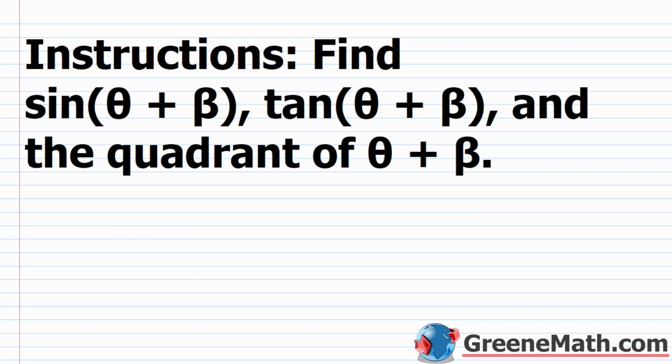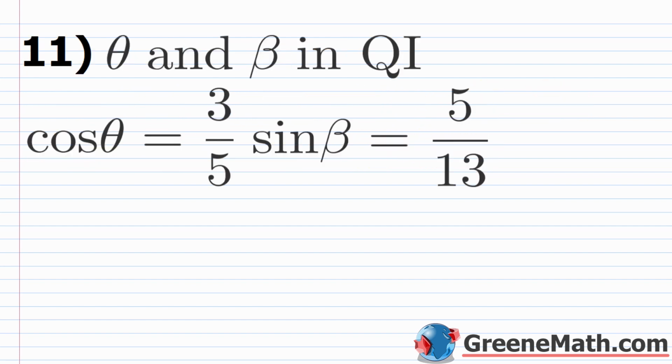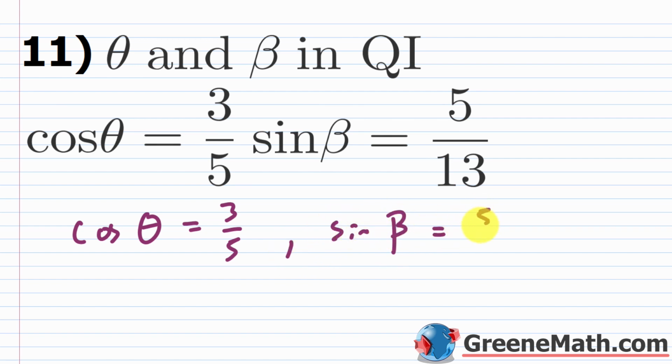All right, for the next few problems, we want to find the sine of theta plus beta, the tangent of theta plus beta, and the quadrant of theta plus beta. Now for problem 11, we are given theta and beta, not theta plus beta, but theta and beta individually. They're both going to be in quadrant 1. We're told that the cosine of theta is 3/5 and the sine of beta is 5 over 13. Let me write this down. So the cosine of theta is equal to 3/5 and the sine of beta is equal to 5 over 13.